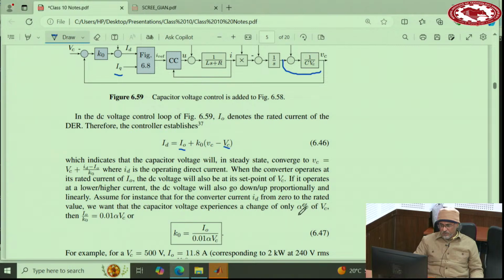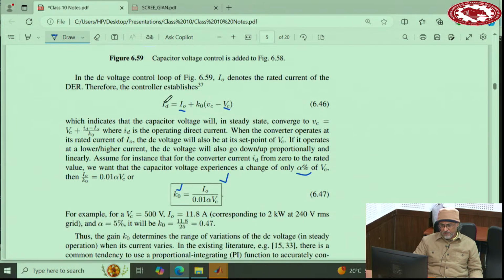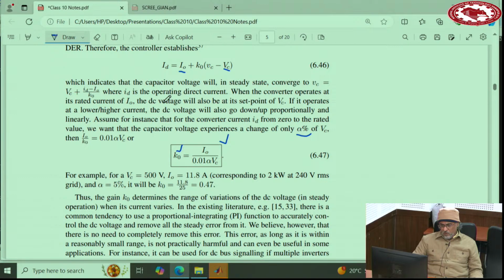So based on that alpha, which is what percentage you would allow your voltage to go up and down, typical numbers are anywhere between 2, 3, 4, 5%, even a maximum of 10%. But 5%, in my experience, is a very good number. So alpha is chosen, and then from alpha you find K0. So K0 is designed based on this steady state requirement. And the parameters of the current control loop, we already discussed in detail yesterday how to design that. Okay.